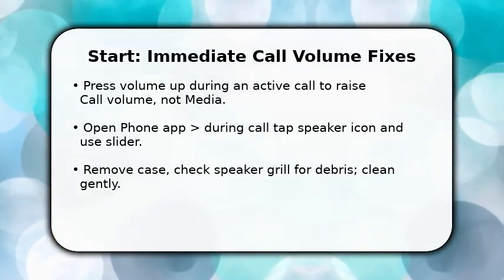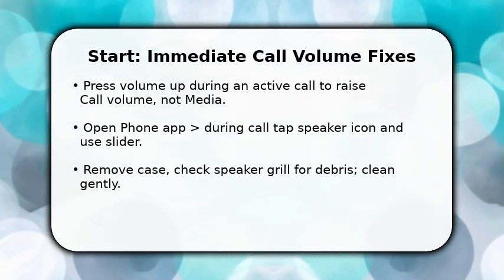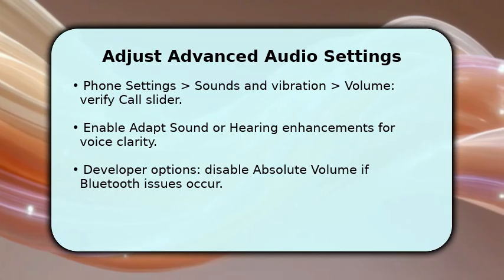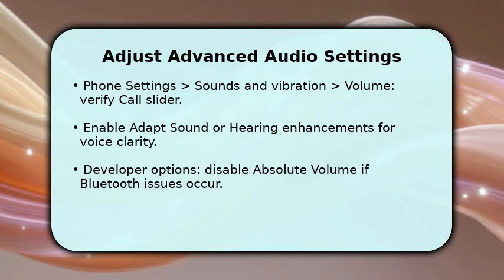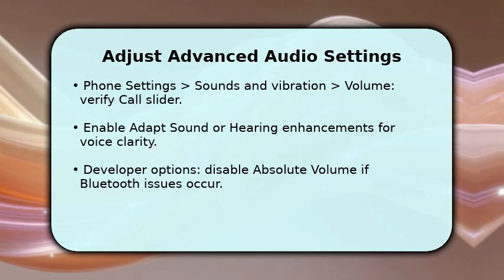Now modify system audio behavior. Open settings, sounds, and vibration, then adjust the call slider precisely. This changes the in-call amp. Next, enable adapt sound and pick a profile to boost frequencies that improve speech clarity. This helps you hear voices without maxing volume.